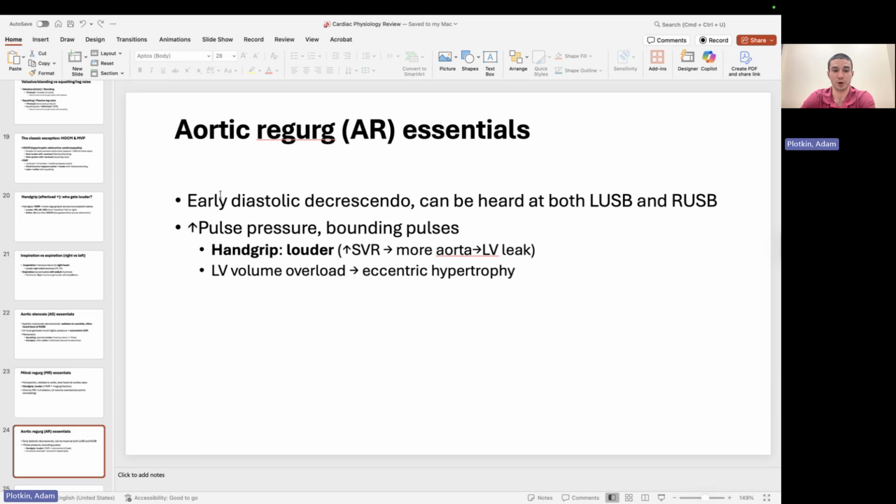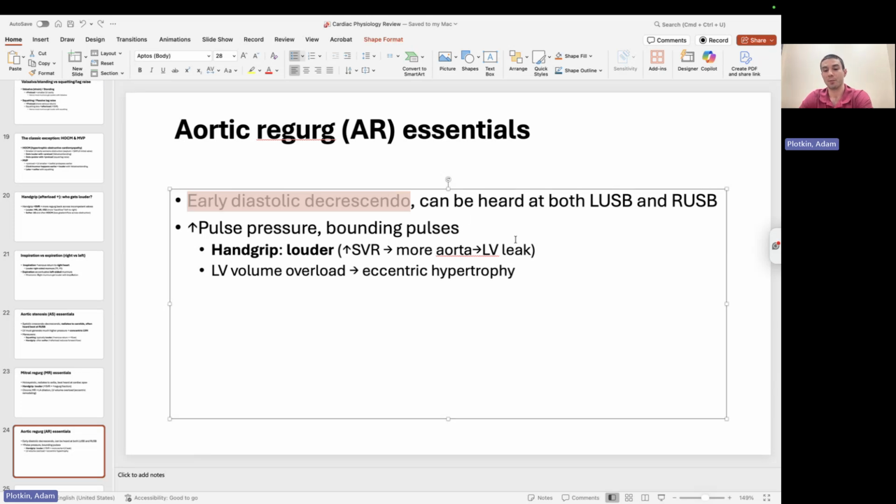Aortic regurg, right, is an early diastolic decrescendo murmur. It can be heard at both the left and right upper sternal border. It usually presents with increased pulse pressure. Pulse pressure is systolic minus diastolic, right? If you think about a normal blood pressure of 120/80, their pulse pressure would be 40. An elevated pulse pressure is really not like 42 or 43. I start thinking about it when I see pulse pressures like 50, 60, 70, right?